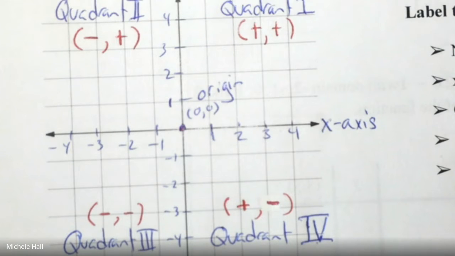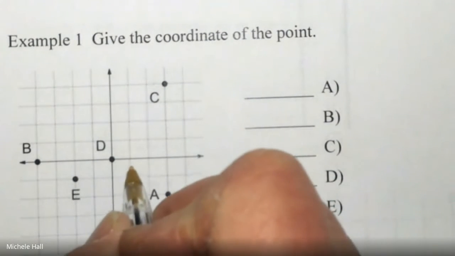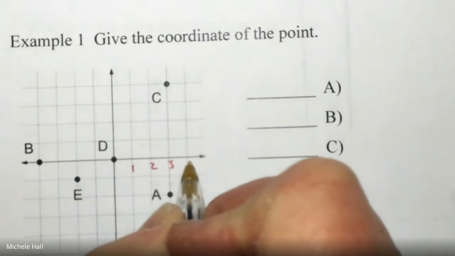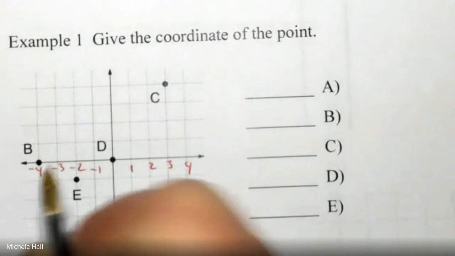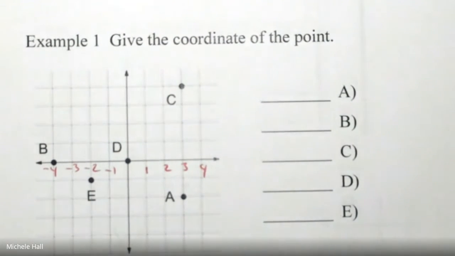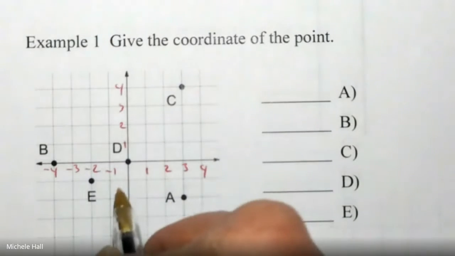Okay, now we're actually going to write down the ordered pairs in the next section. So you may want to put some numbers on your axis. 1, 2, 3. It just helps to be able to tell what those coordinates are. 1, 2, 3, 4.